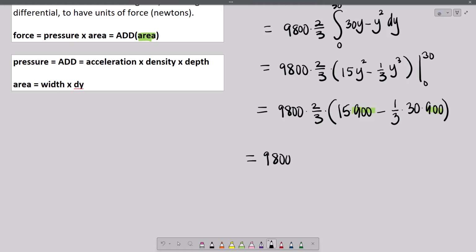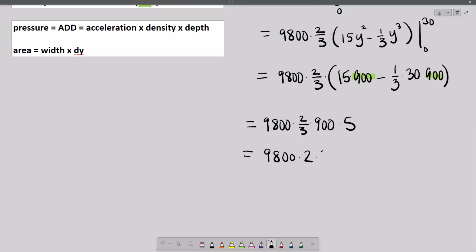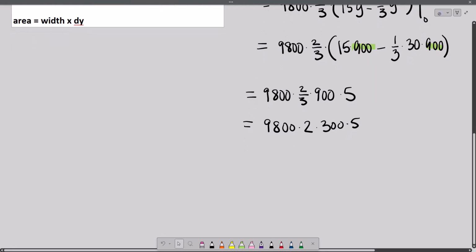So we'll have 9800 multiplied by 2/3, multiplied by 900, multiplied by 15 minus 10. 30 divided by 3 is 10. The 900s are gone. They factored to the front, so we have 15 minus 10, which is 5. So that's what we have to multiply together. So somebody start typing that into your calculator while I'm simplifying this. I would put that in there and get 300. So then we have 9800 times 30,000 times 3,000.